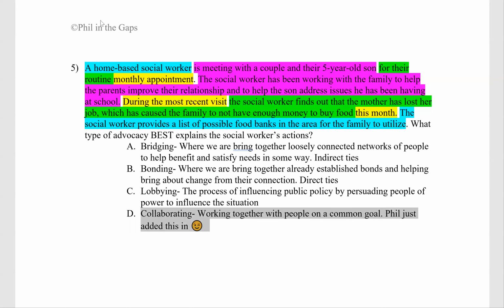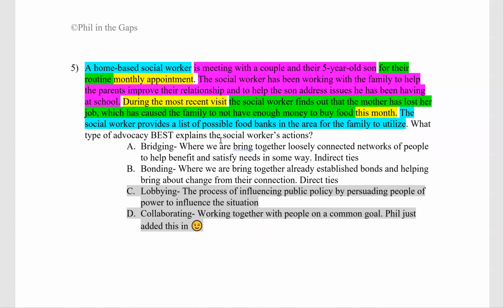So right off the bat, we're going to rule out D. Why? Because collaborating sounds really cool, but it's not a type of advocacy. Yes, collaborating with clients is super important and is involved in a lot of interventions, but it's not a type of advocacy. We're also going to rule out C. Why? Providing a list of food banks is not allowing for people of power to change policy to allow for people to gain access to food in general. This is just our particular family that we're working with. So we're not waiting in a lobby for people of power to come by for us to persuade them in any way, shape, or form.